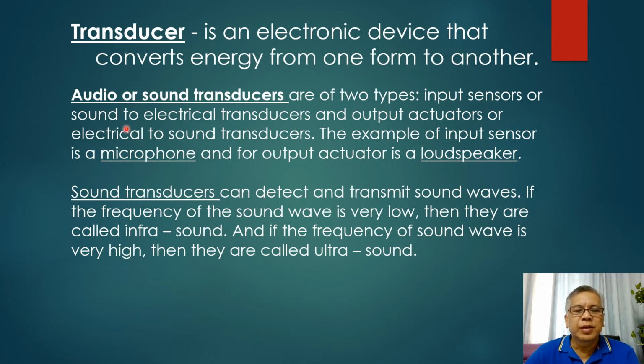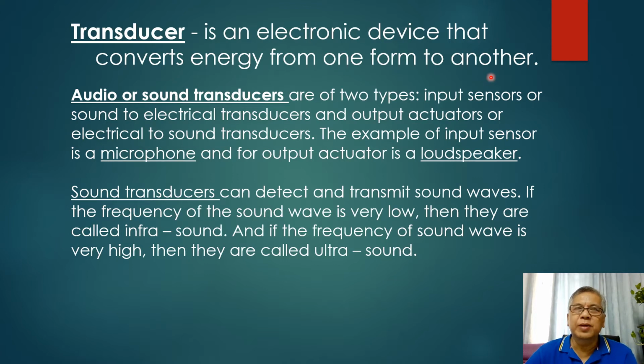So, let us define first what is a transducer. A transducer is an electronic device that converts energy from one form to another. That is our definition of a transducer. Meaning to say, it is an electronic device that converts a particular energy, let's say sound energy, into an electrical energy, or vice versa. No?